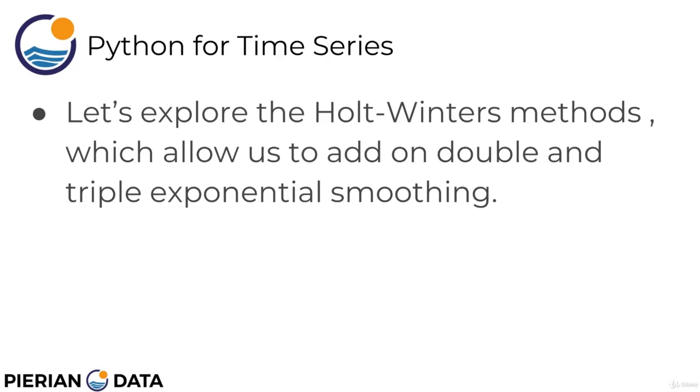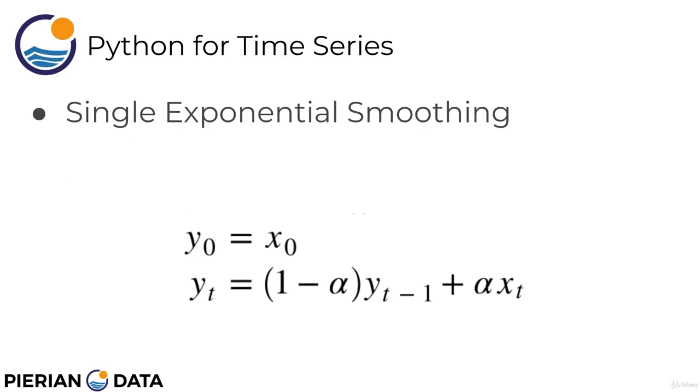So let's explore the overall buildup for the Holt-Winters methods, which allow us to add on double and triple exponential smoothing. But first, we can imagine we have a base method that we call single exponential smoothing. This is essentially what we just did with pandas with exponentially weighted moving averages. We have y naught equal to x naught, and then we specify that our model is going to model y at some time t as equal to 1 minus alpha times y at t minus 1, plus alpha times the value at x t.